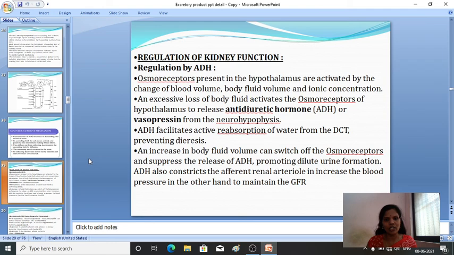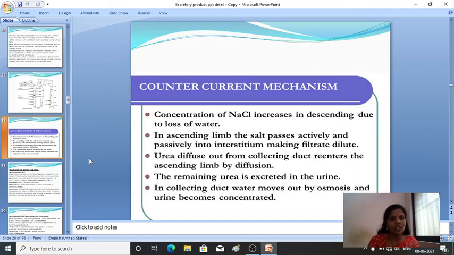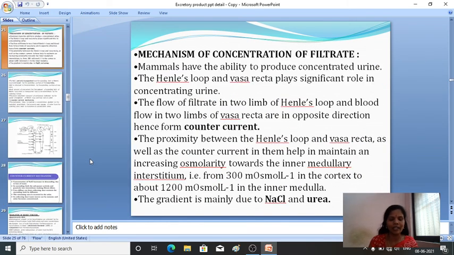Next is the regulation of kidney functions. So far we have discussed the mechanism of the concentration of the filtrate.